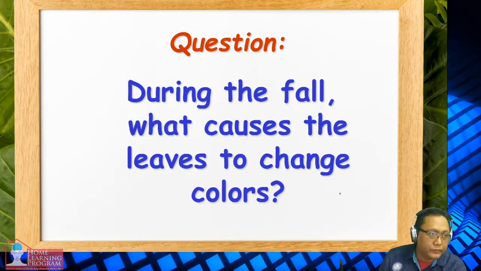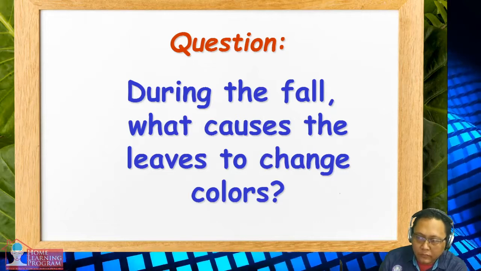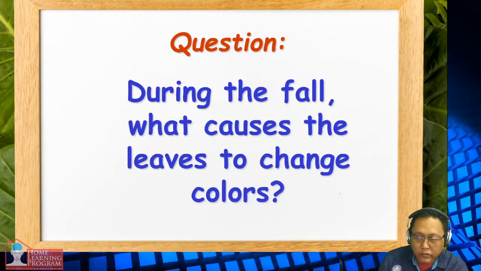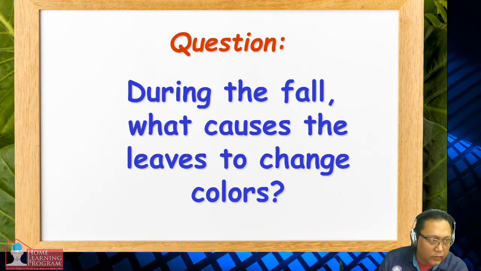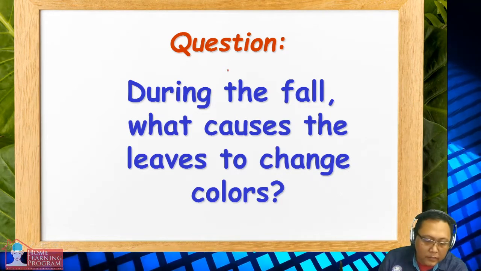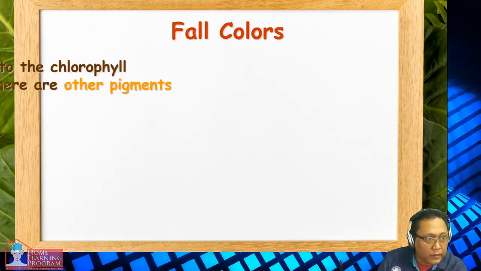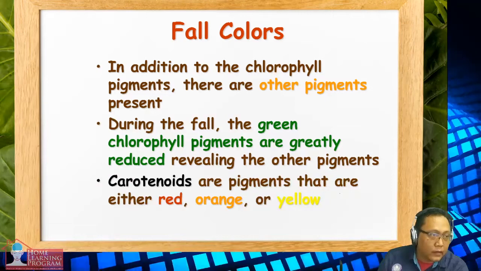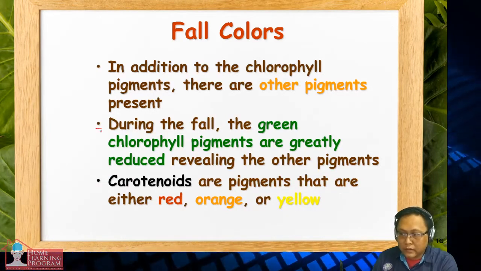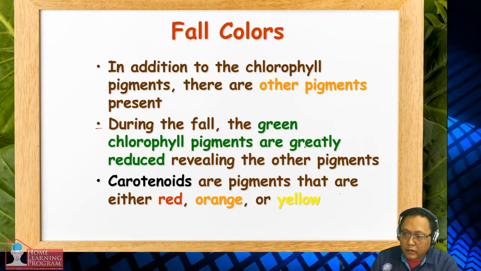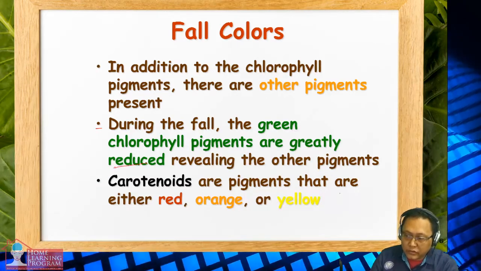For example, consider this question: during the fall, what causes the leaf to change color? Well, there are many reasons. For example, plants may integrate anti-freeze on their leaf to prevent it from freezing, but one of the explanations is because during the fall, the green chlorophyll pigment, let's read the second statement here, the green chlorophyll pigment is greatly reduced.